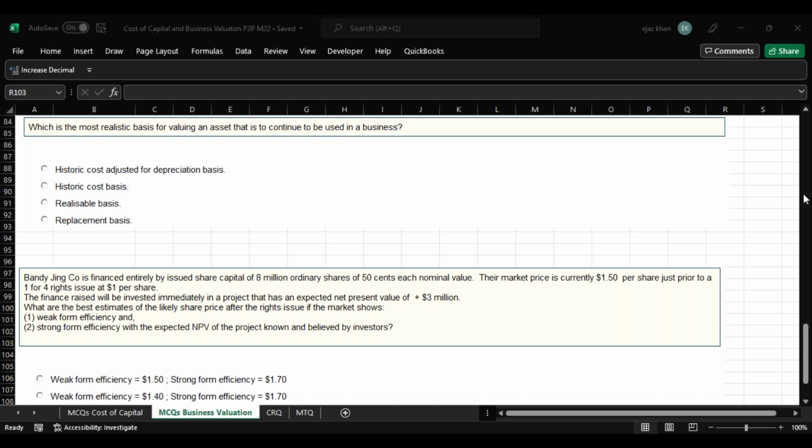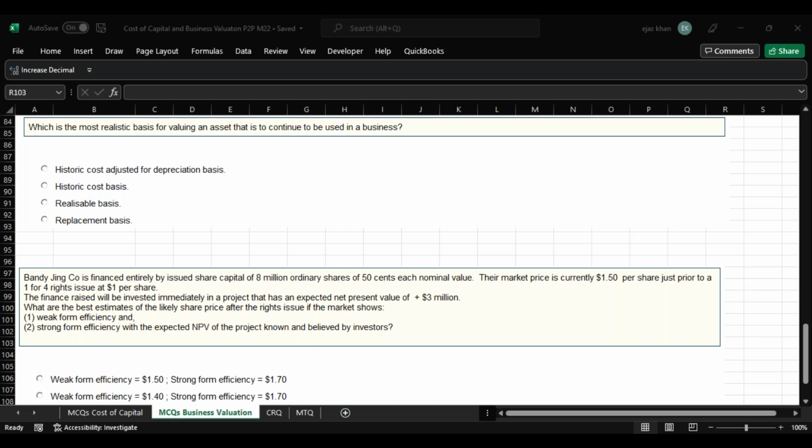But in the weak form, they assume that the stock market will not reflect any future information, even if it's publicly available. The stock market will only reflect information that is related to the past. Let me give you an example. Company A has announced publicly that it is going to acquire company B. The deal has been locked. It's only a matter of time before they actually acquire that company. They have already decided, and they have made this information public.